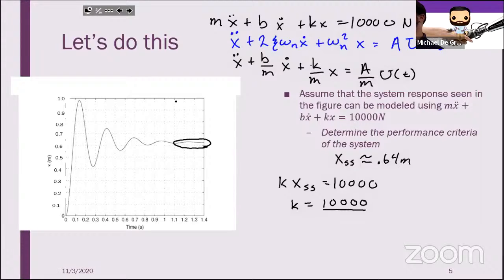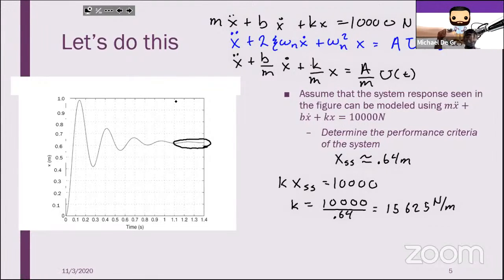Okay. So it turns out this is going to equal 15,625 newtons per meter, which is a really strong spring. But you've got to remember that we're using 10,000 newtons of force, and it only moved 0.6 meters. So yeah.